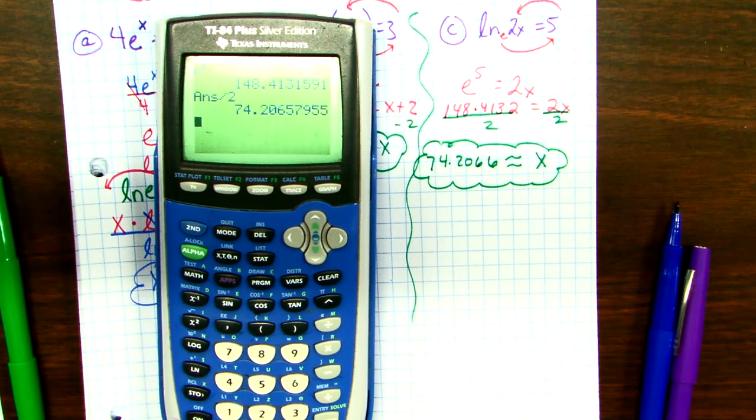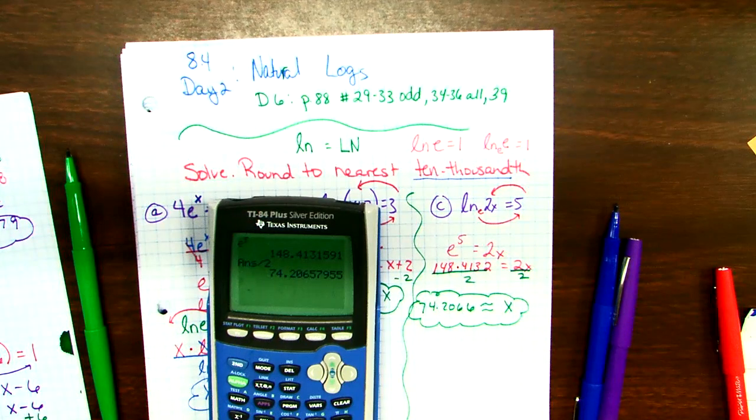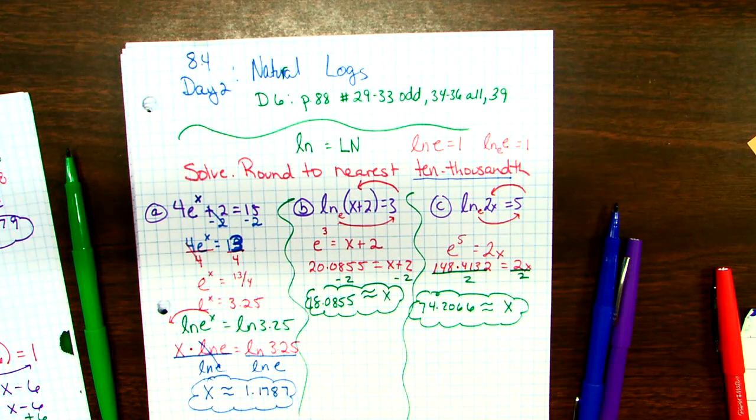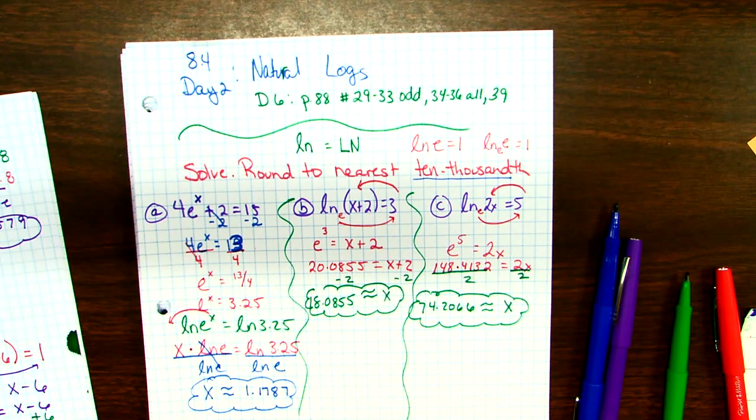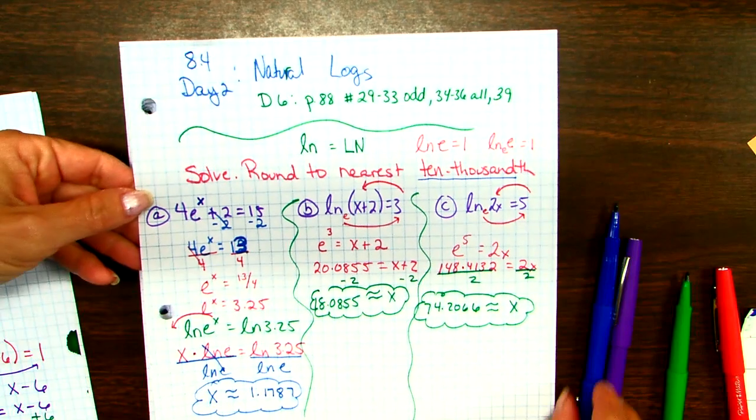Okay. So we have the assignment written down. We're going to go to page 88, and I'm going to do a whole bunch here at the beginning with you, like the first 2 or 3 with you. Okay? So get out your page 88. It's on the back of yesterday's page. And let's do some together.